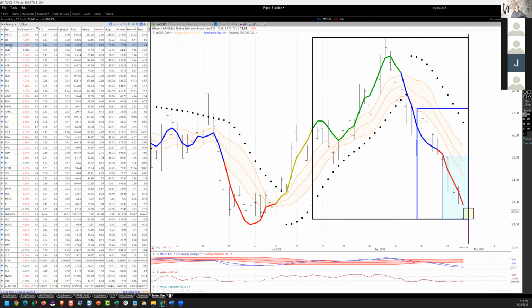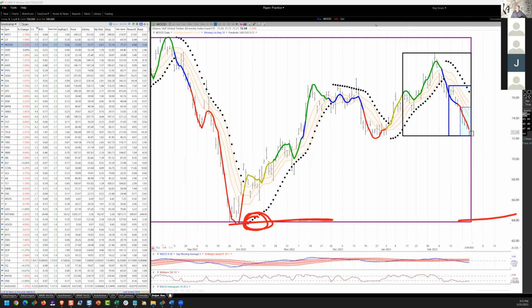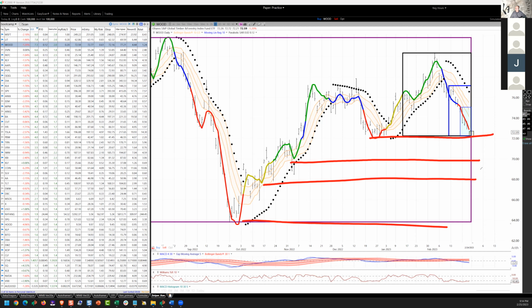Wood, oh, even better, because now if lumber fails here, it's a violation of the 30-day low and that support level. This could be something really special. Yep, if that fails, then your next support level is here, here, and here.